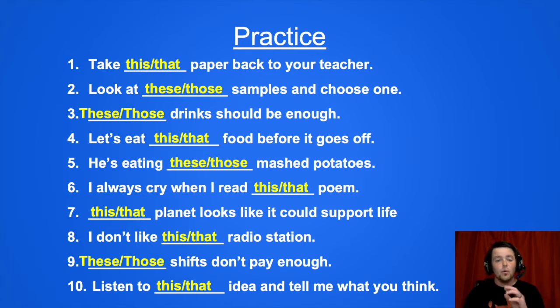Now again, without context, I can't tell you if it is this or that. So you can make up scenarios in your head and choose which one would be close to you and which one would be far away.